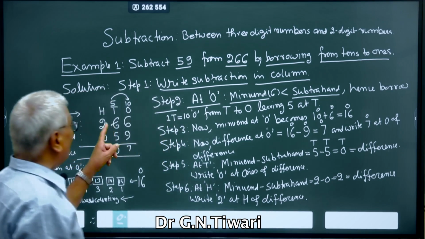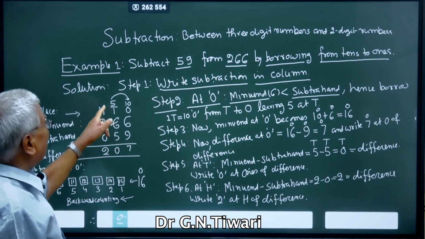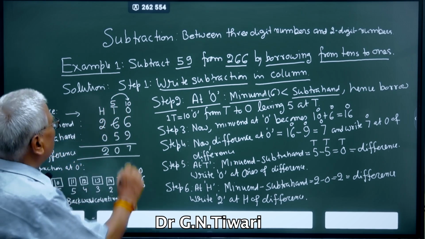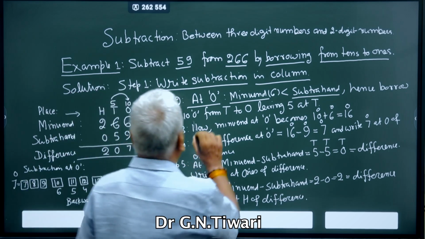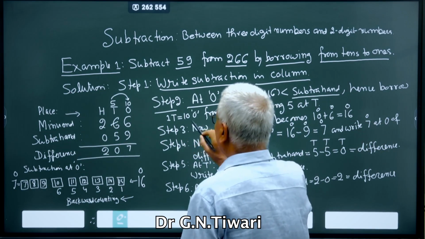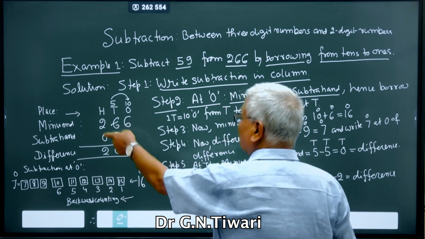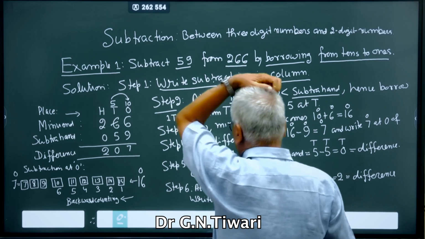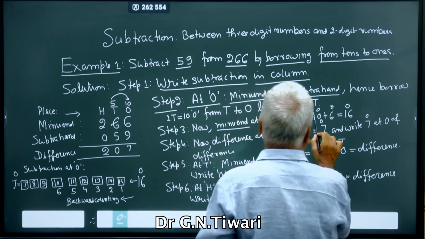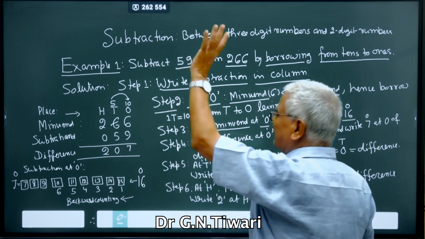If you borrow 1 T, then 6 at T becomes 5. And you have borrowed 10, because 1 T is equal to 10 ones. So it goes here as 10. So just say the minuend is less than the subtrahend, hence borrow 1 T equal to 10 O from T to O, leaving 5 at T because 1 is given to the ones. Now step 3: the minuend at O becomes 10 plus 6 is equal to 16. So now the minuend is more than the subtrahend.